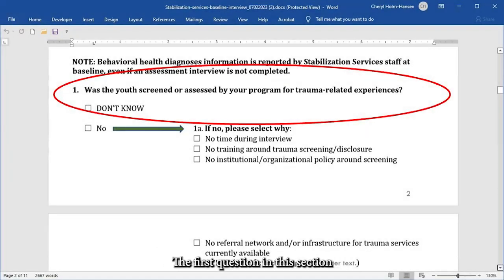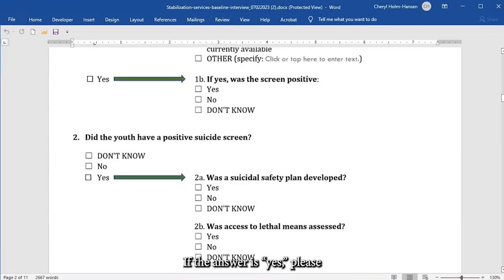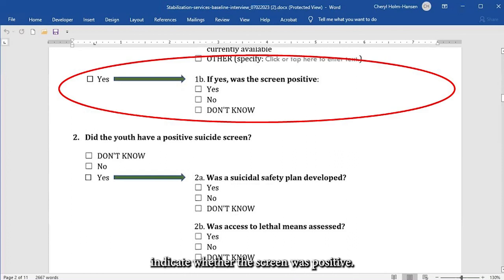The first question in this section asks if the youth has been screened or assessed for trauma. The Crisis Assessment Tool, or CAT, completed during the family response phase of treatment counts for this, so the answer to this question will typically be yes. If the answer to this question is no, please tell us why. If the answer is yes, please indicate whether the screen was positive.